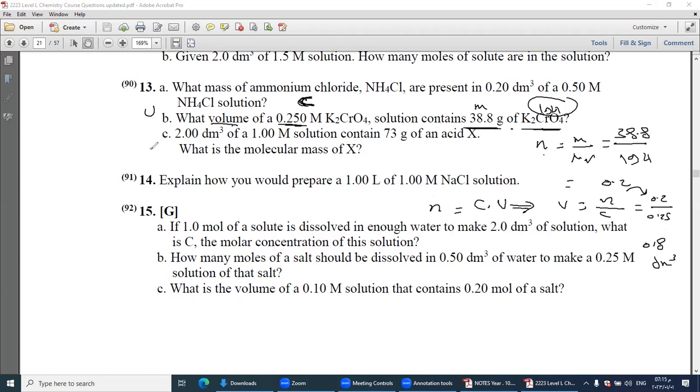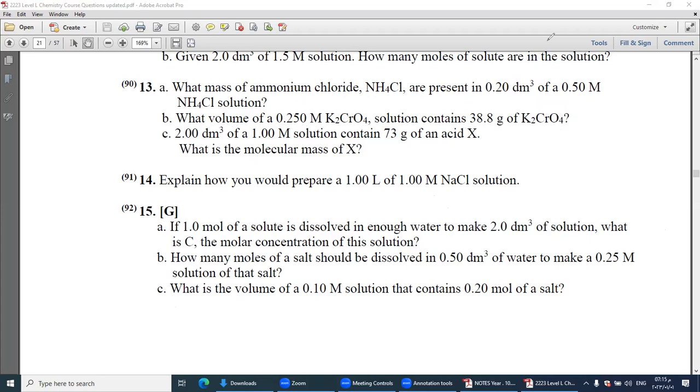Okay, let's see number C next. Marwan, you can read number C. Decimeter cubed of one molar solution, wait for a moment. Against decimeter cubed, what do I have? Volume. And molar means what do I have? Concentration. The solution contains 73 grams, so we have the mass. We need the molar mass.